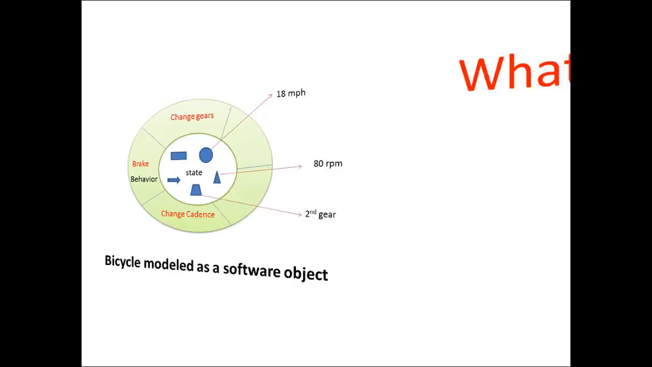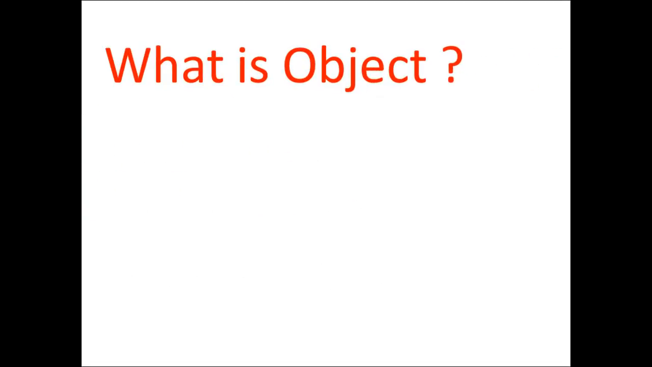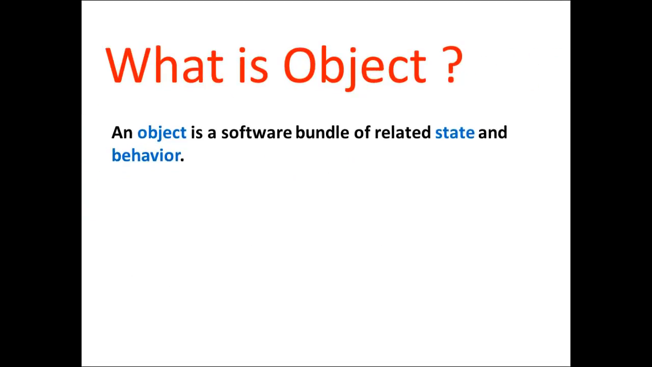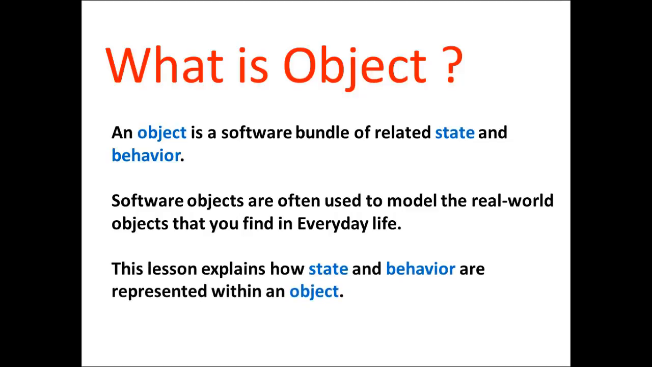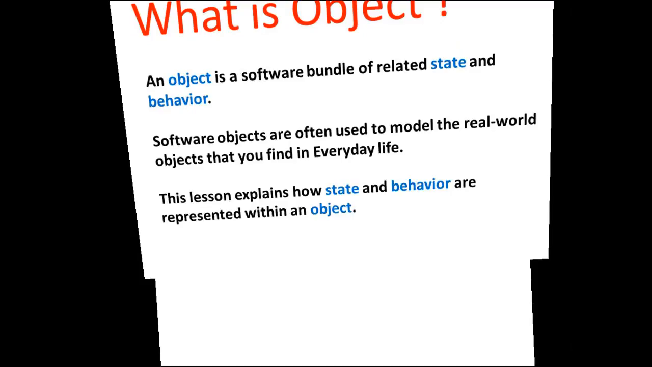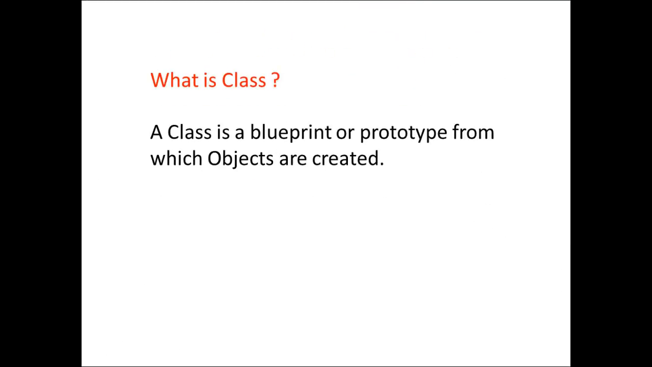Now we know what exactly an object is. An object is a software bundle of related state and behavior. Software objects are often used to model the real-world objects that you find in everyday life. This lesson explains how state and behavior are represented within an object. And our next topic is class. A class is a blueprint or a prototype from which objects are created. But we will discuss class in our next video.